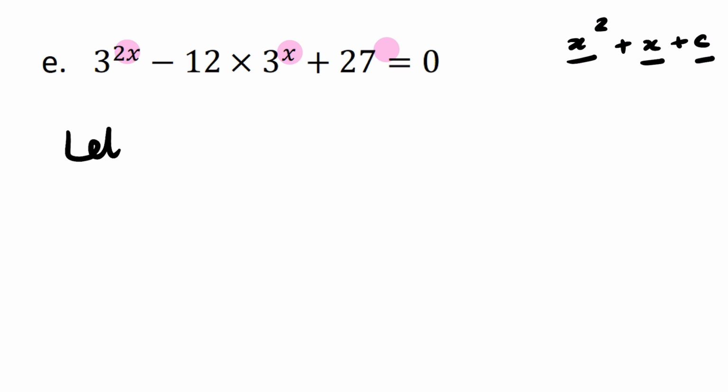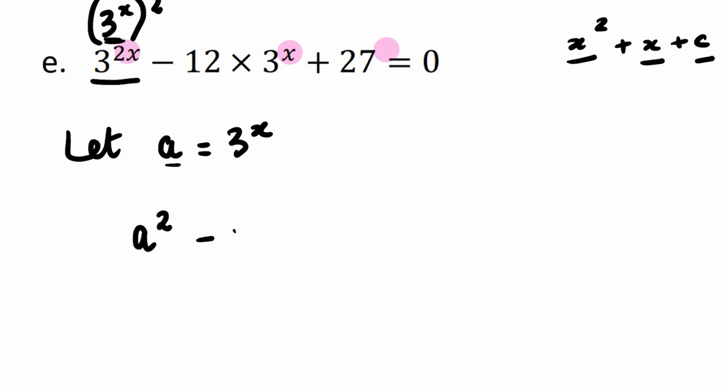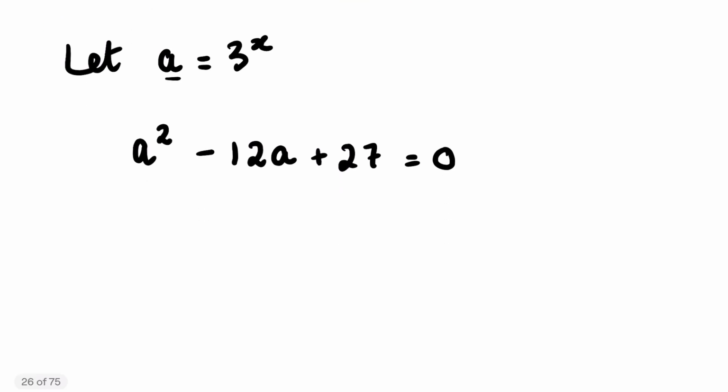Now, there's a very specific technique where, to simplify my life, I'm going to let a equal 3 to the power of x. Now, 3 to the 2x can be written like this: it's 3 to the power of x, and then squared. Remember, when you put a power to another power, you multiply it. The reason I've rewritten it like that is because 3 to the power of x I've defined as a. So that would be a squared minus 12, that's 3 to the power of x, so that's just a, plus 27 equal to 0.